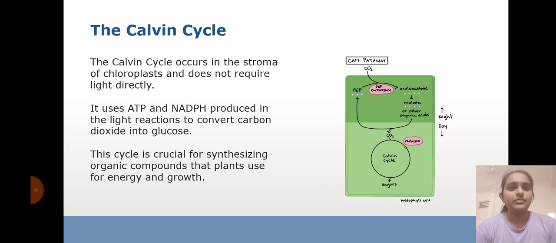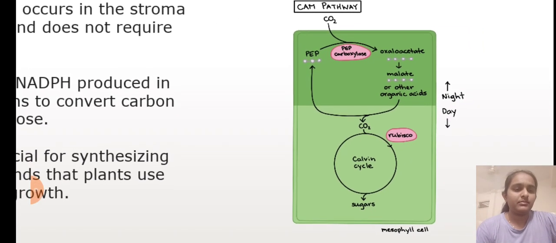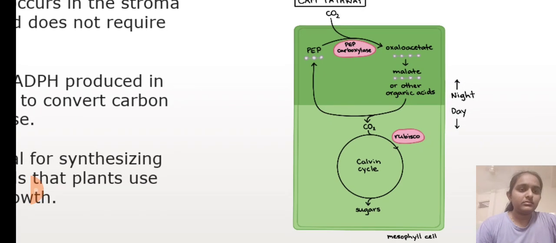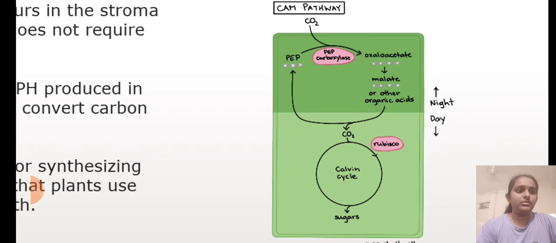The Calvin cycle. The Calvin cycle occurs in the stroma of chloroplast and does not require light directly. It uses ATP and NADPH produced in the light reaction to convert carbon dioxide into glucose. This cycle is crucial for synthesizing organic compounds that plants use for energy and growth. Here we can observe the Calvin cycle in the photosynthesis. This picture shows the Calvin cycle in the photosynthesis.